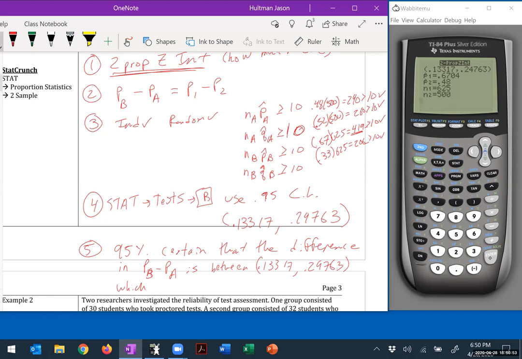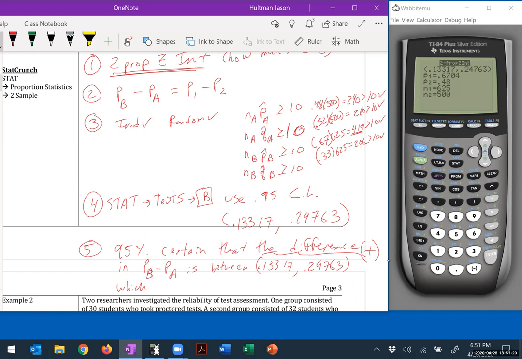Okay, these are all positive values. No negative values, and not even zero. Zero isn't even included there. If zero was included, then I could say it could possibly be equal. If it was negative values, then I would say no, B is less than A. But because it's positive, what can I conclude?